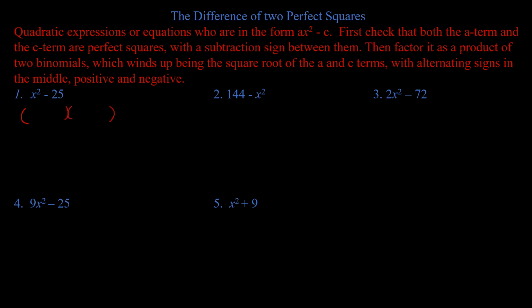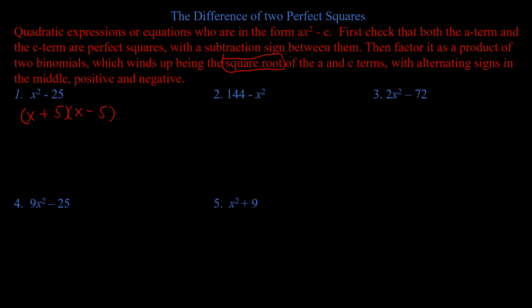You make your two sets of parentheses. You see that there's a coefficient of 1 on that x squared, so that x squared factors to x and x. Now that negative 25, remember, it's going to be the square root if it's a perfect square. So the square root of 25 is 5 and 5. And remember, they're alternating signs in between them. So one's going to be plus and the other one's going to be minus.